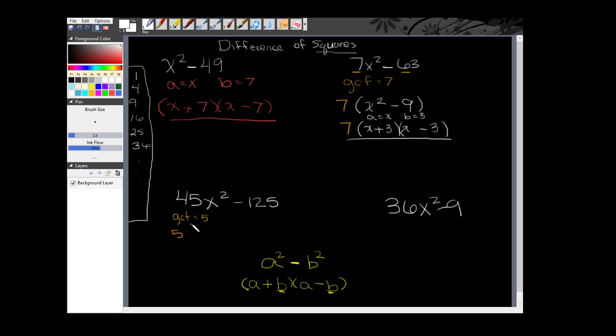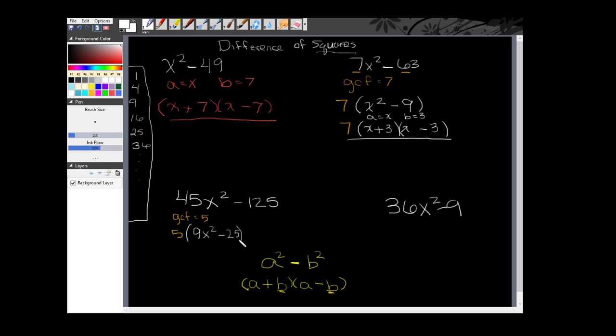Okay, so 45x squared divided by 5 is 9x squared, and 125 divided by 5 is 25. So then I look, are there any things that can go into both 9 and 25? No, there aren't. So that was, in fact, my GCF.